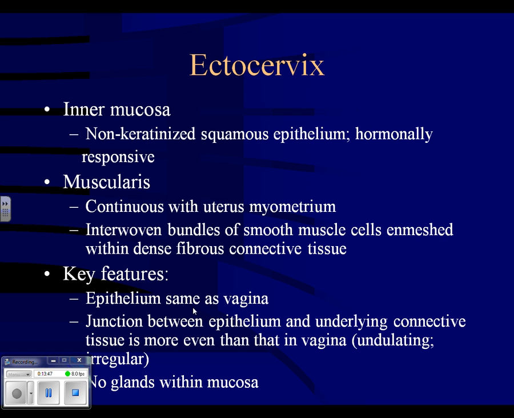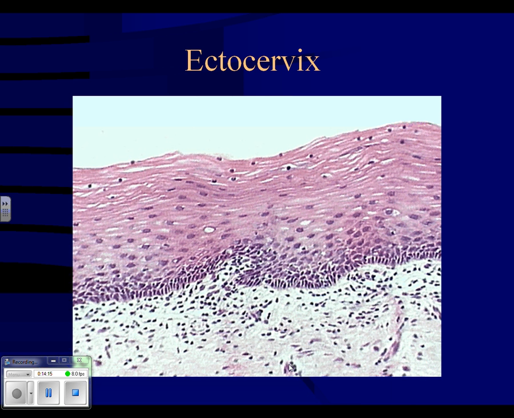The epithelium, again, is the same as the vagina, non-keratinized squamous epithelium. The same applies if you do see keratinization, we call it hyperkeratosis, the same as with the vagina. The junction between the epithelium and the underlying connective tissue is a little bit more even than that in the vagina. There is an undulating, kind of irregular appearance to it. And there are no glands generally within the mucosa of the ectocervix. Now when we get to the endocervix, that's different. So this is what the ectocervix looks like.